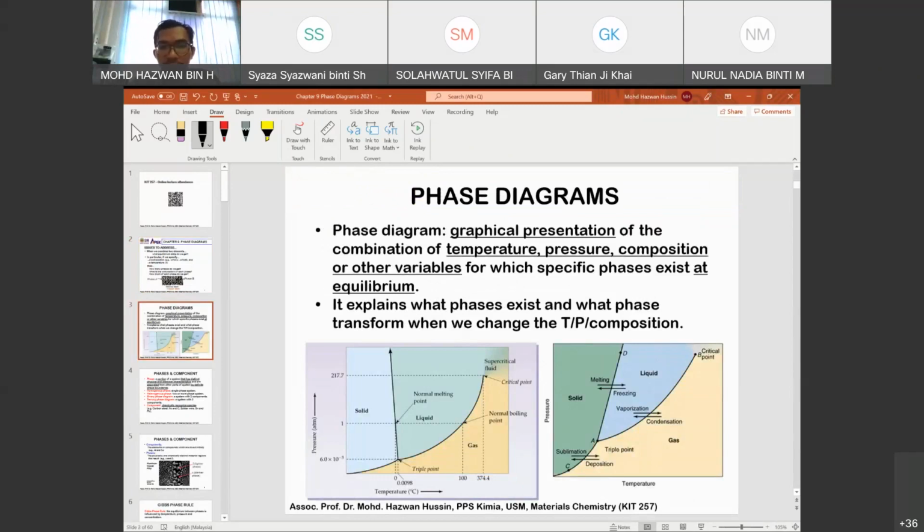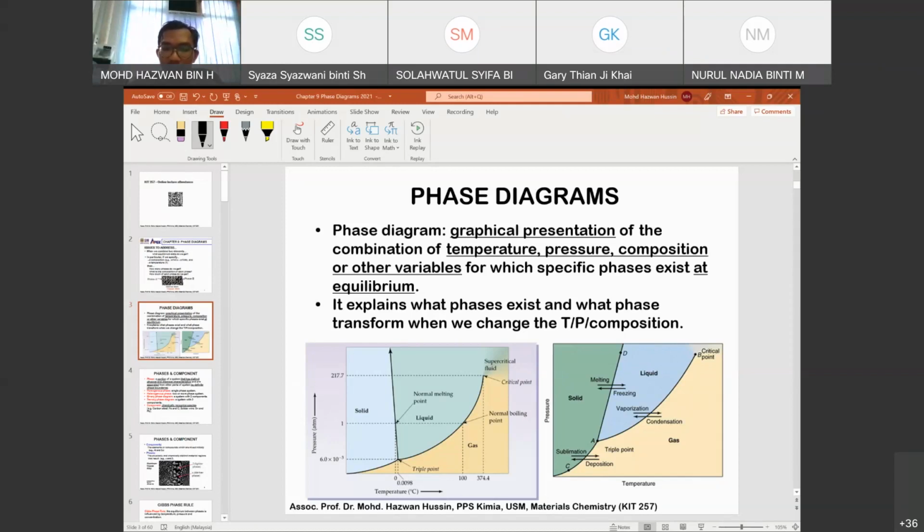So as a definition, a phase diagram is basically a graphical presentation of the combination of temperature, pressure, composition, or variables for which specific phases exist at equilibrium. So it also explains what phases will exist and what phases will transform when we change the temperature, pressure, and also composition. So this is actually what I was talking about to you just now.